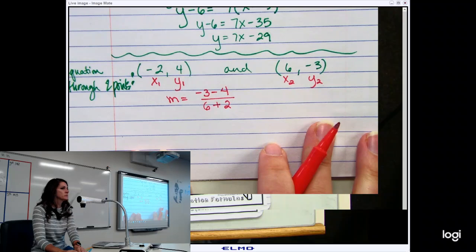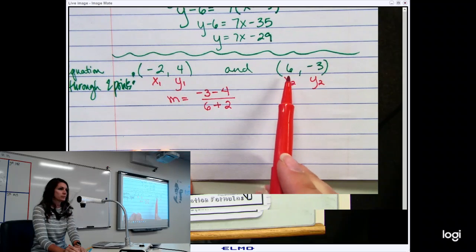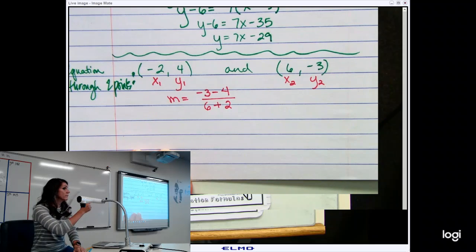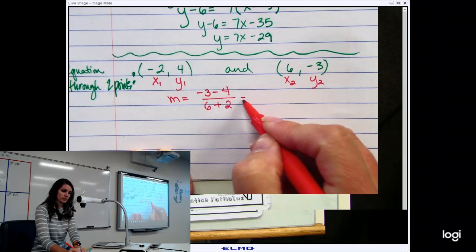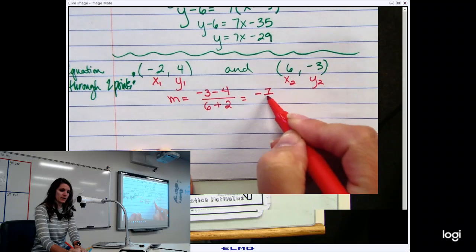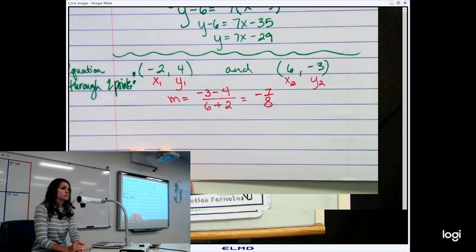Why do I have a +2 in the denominator? Because you put a -2. Minus the negative, perfect. Thank you. Did anybody else get -7/8? Good. Thanks for checking me.